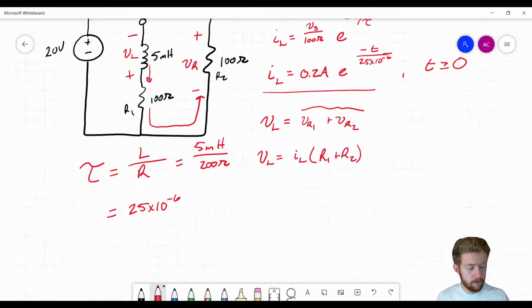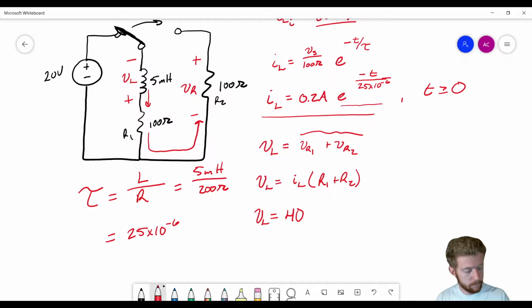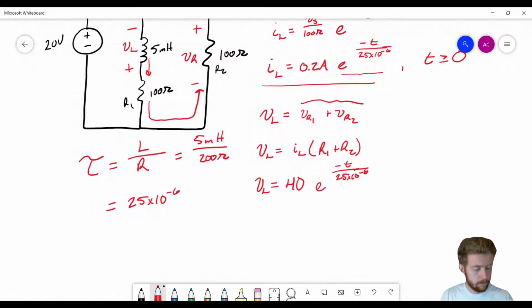Okay, so if we do this, we can say VL is equal to, let me just go ahead and plug this in. So R1 plus R2 is 200 ohms times 0.2 amps. That'll give us 40 volts. So 40, and then the rest of this current equation, which is e to the negative t over 25 times 10 to the minus 6. Okay, so this is the voltage across that inductor.